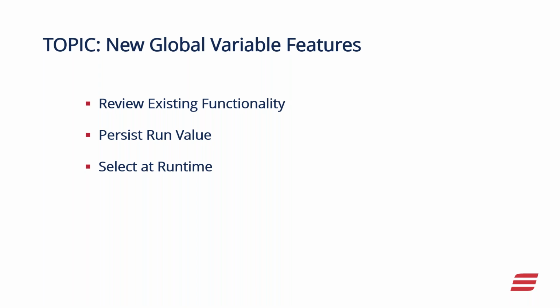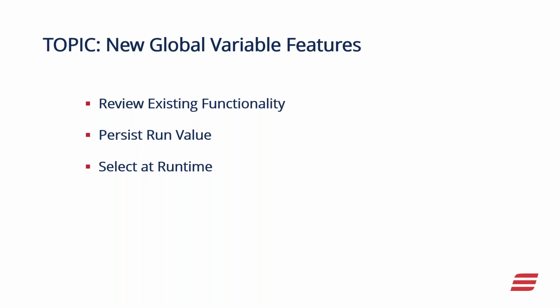The other option is select at runtime. And so a select at runtime means that before you can run the map, it's going to pop up and ask you, what value should I use for this global variable? So there have been workarounds to do this stuff with on-premise SmartConnect, but obviously those workarounds no longer worked with the online version. So we've built into the functionality, and like I said, it'll be coming to on-premise SmartConnect in the future.